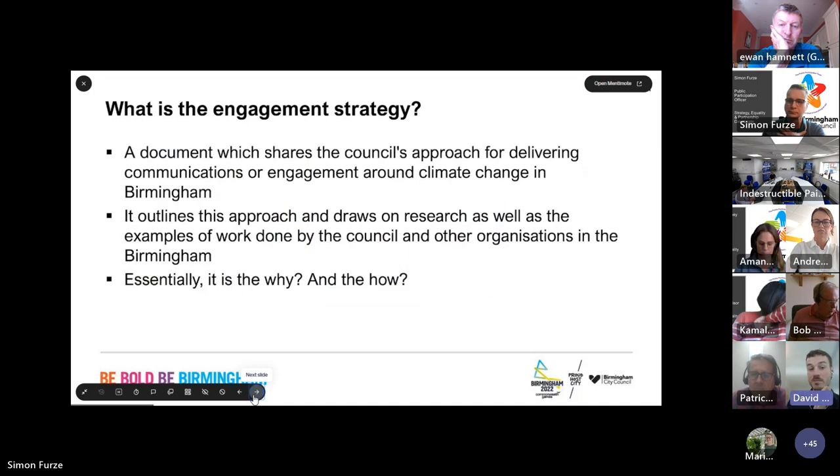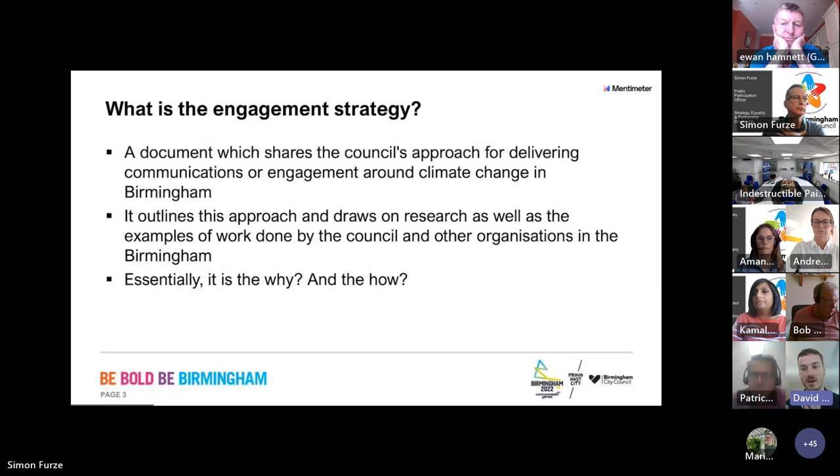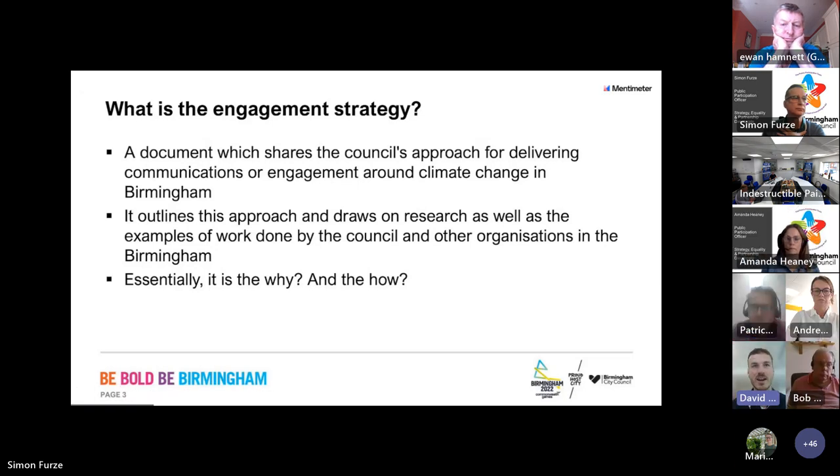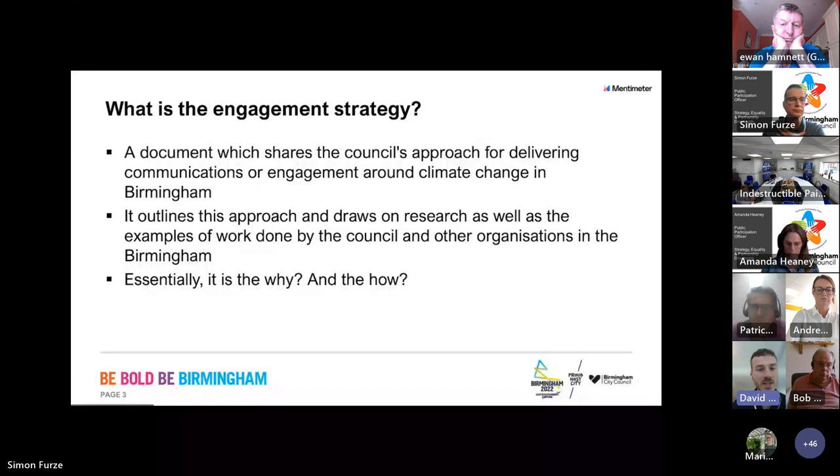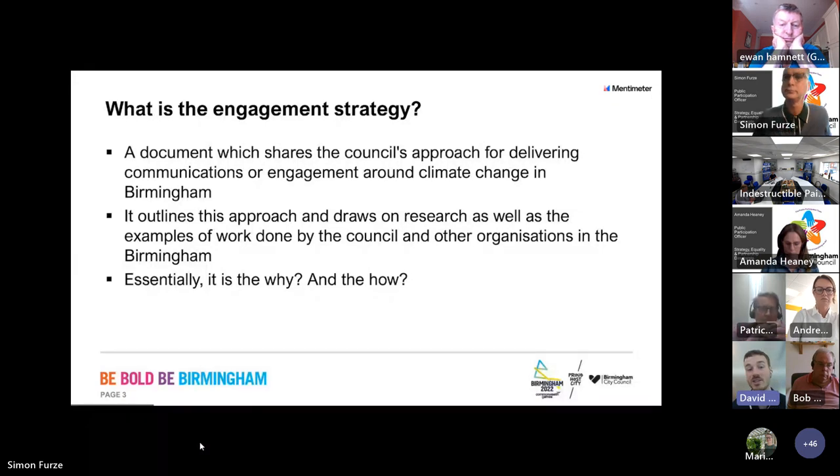And the strategy will be about the why. The action plan and the evidence base will probably be more internal documents about what we're specifically going to do and how we measure that. So what is the engagement strategy? It's a document which shares our approach for delivering communications and engagement on climate change. And it draws on research as well as the experience and examples of work done by the council and other organisations in the city. So really, it's about why and how should we engage on climate change.